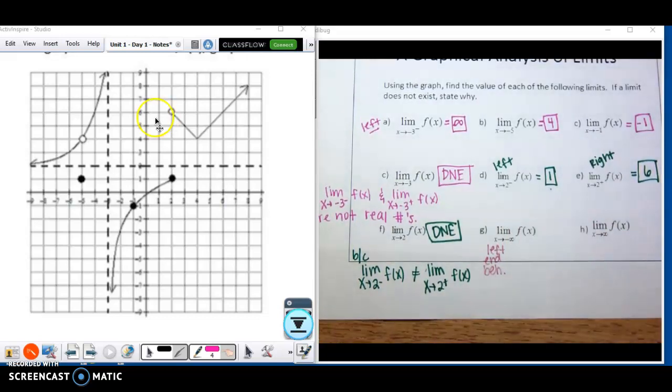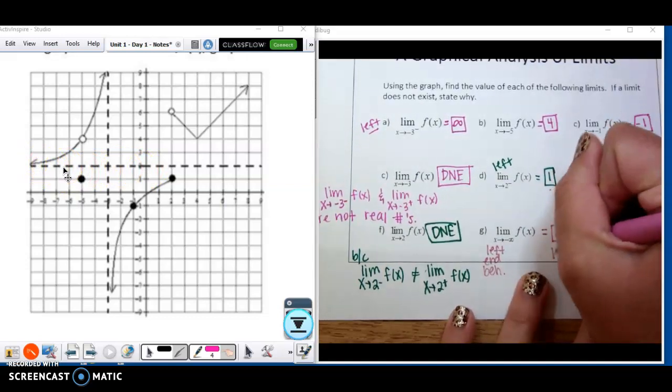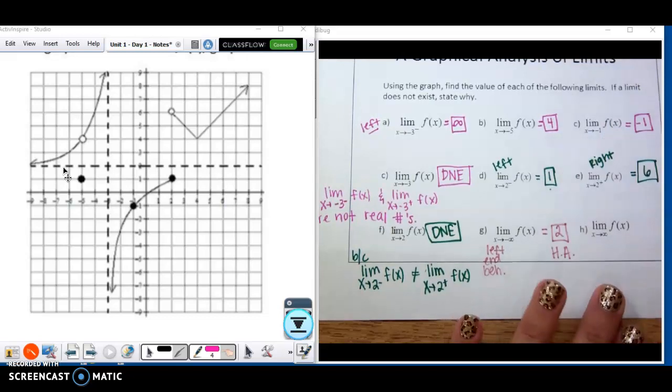Okay, so left end behavior just means what's the left side of the graph doing. So if you go to the left side of the graph, the x's are getting smaller. The y's are getting closer and closer to this horizontal asymptote, which is at 2. So this is going to be equal to 2, which is actually a horizontal asymptote.